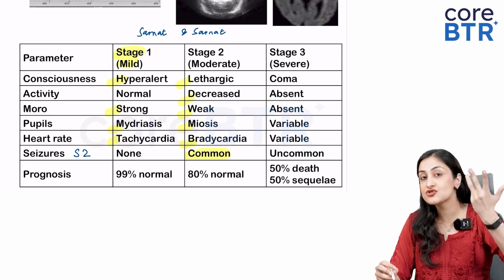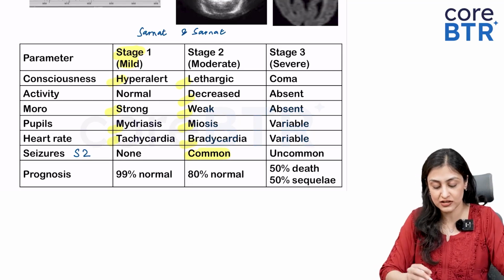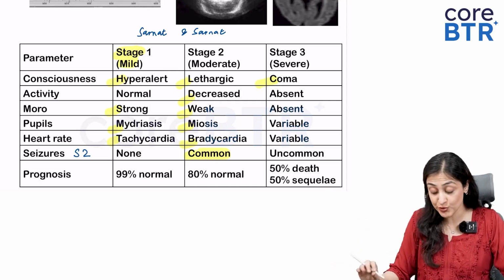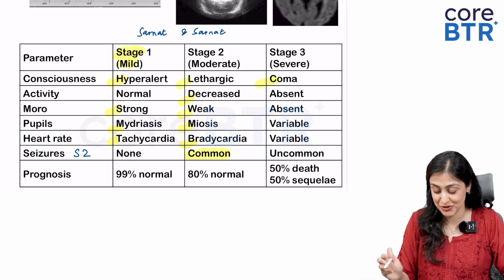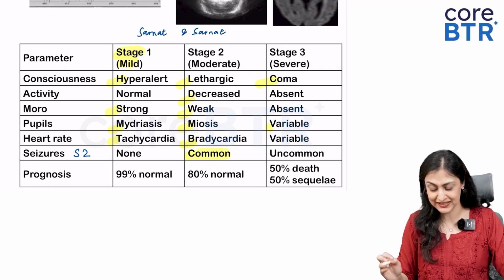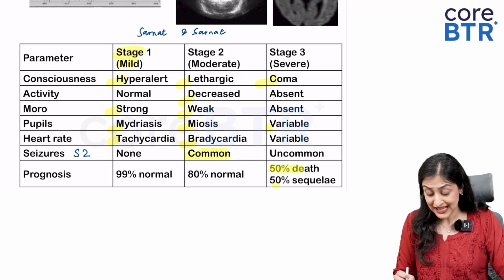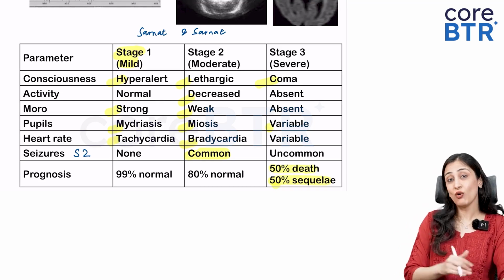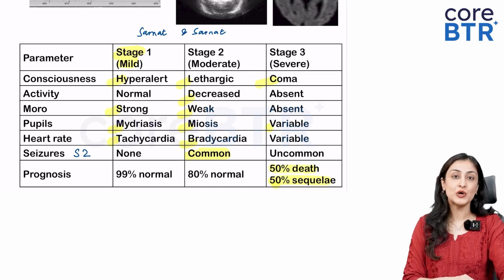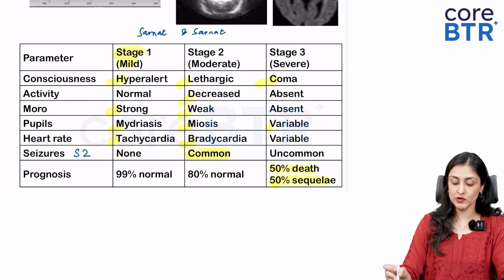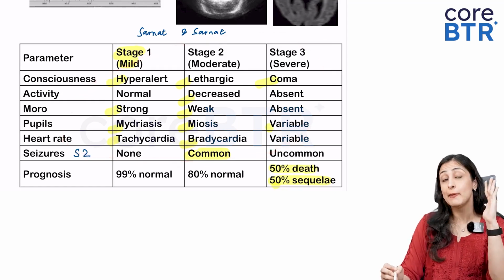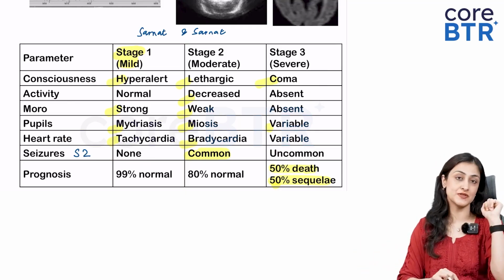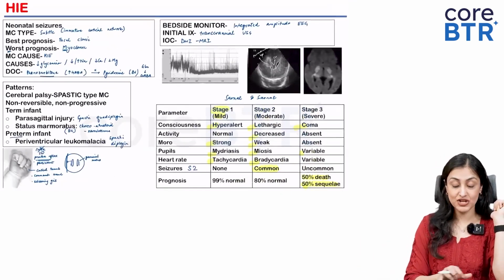And then we have stage 3, which is end of the class, terminal. People have gone into coma. No activity, no Moro. You throw whatever you want to, no response. No pupil response, heart rate is variable, seizures uncommon. And this is where you have the worst prognosis. Either you will die or these babies have long-term hypoxic sequelae. So this is what you need to remember. Essentially, 1, Moro is hyperactive. 2 is seizure. 3, everything is absent. So this is about HIE grading.